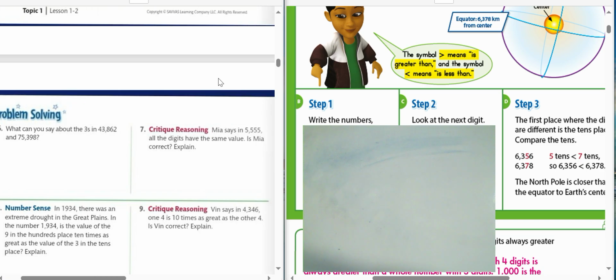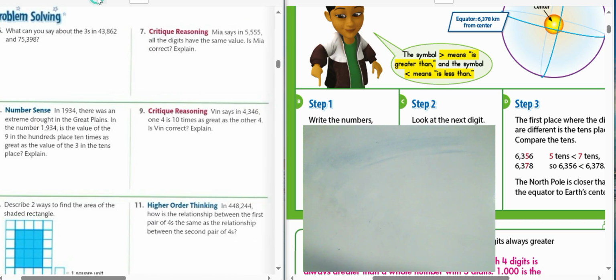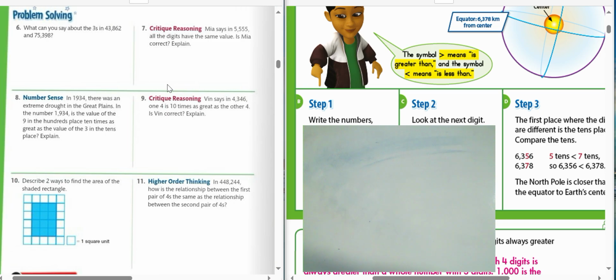We have question number 6 first, and then we go to the next page. Question number 6: What can you say about the three places, this number and this number? We have 3,000 here and the value of the digit 300. 3,000 equals 300 times 10.